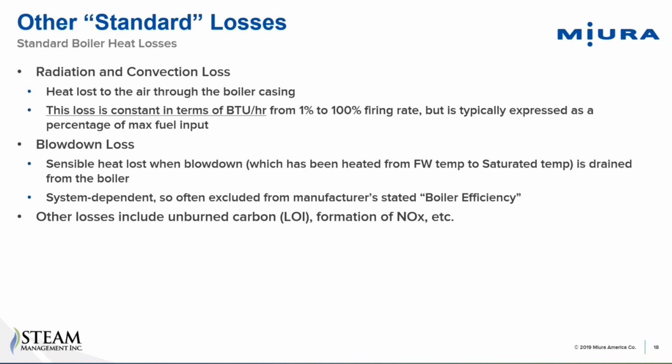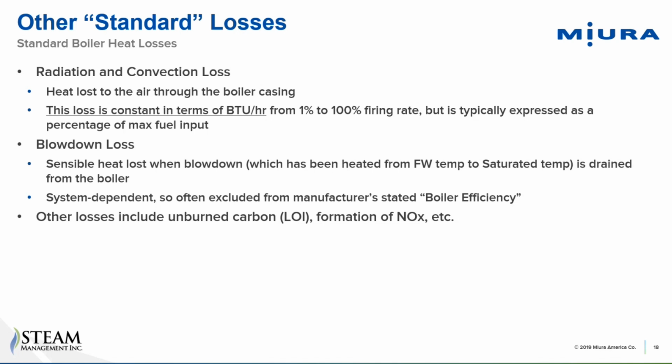The next loss would be blowdown loss. Again, this is sensible heat lost when the blowdown is drained from the boiler. You've spent time and used fuel to heat that feed water up to saturated temp. It's about to boil, and instead you're draining it, so you're losing all the heat that you've put into it. There are ways to capture it, like we talked about, but that's looking at system efficiency, not boiler efficiency. Blowdown loss is system dependent, so we're usually going to exclude that from a stated boiler efficiency, because a boiler with a 10% blowdown is going to have a significantly different efficiency if you account for blowdown loss than one with 1% blowdown. And that's not dependent on the boiler design. That's really dependent on water quality and things like that.